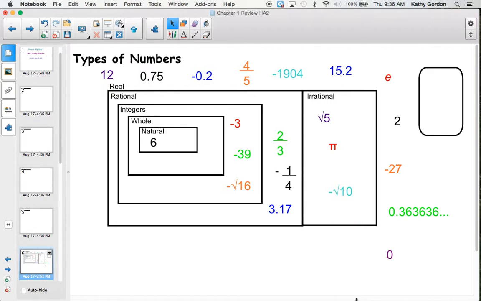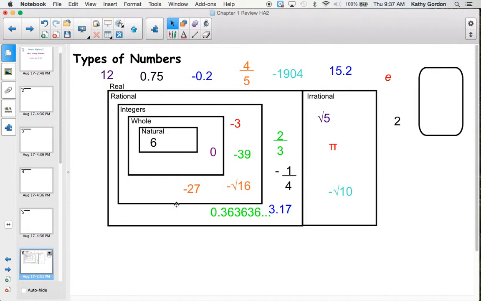Irrational. 0. Whole. Remember, that's the difference between natural and whole, is that 0. Okay? 0.363636... Which one? Rational, because it's repeating. It goes on forever, but there's a set of numbers that keeps repeating itself, so that makes it rational. We could somehow change that back into a fraction. Okay, negative 27.